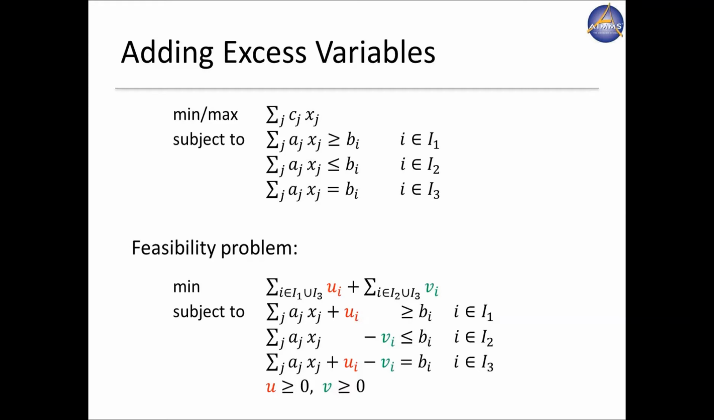And the nice thing about this feasibility problem is that it's always feasible and it's also bounded. And of course, if you solve the feasibility problem and it appears that u and v are both 0, then it means that the original problem would have been feasible.